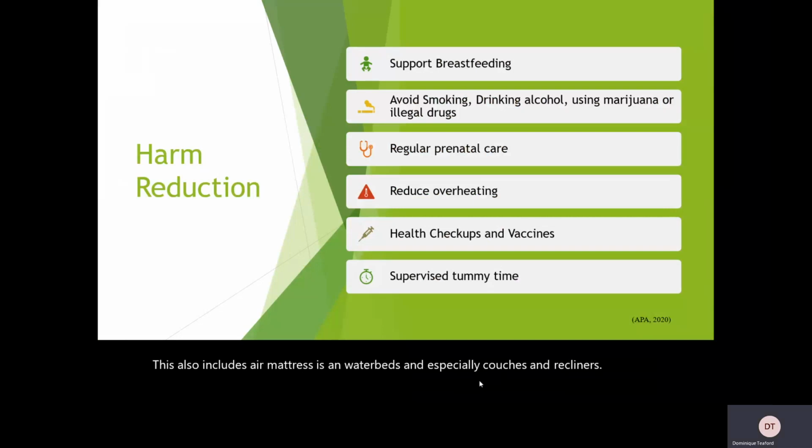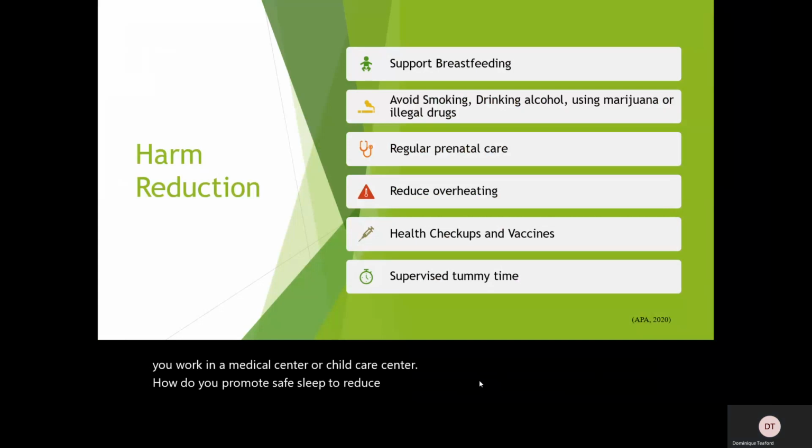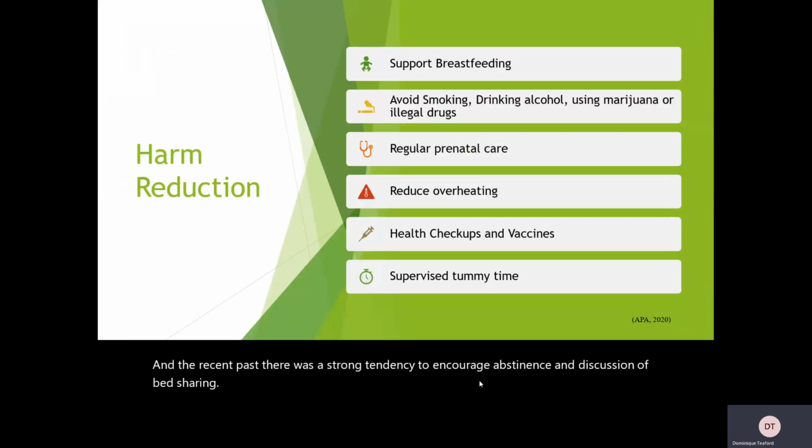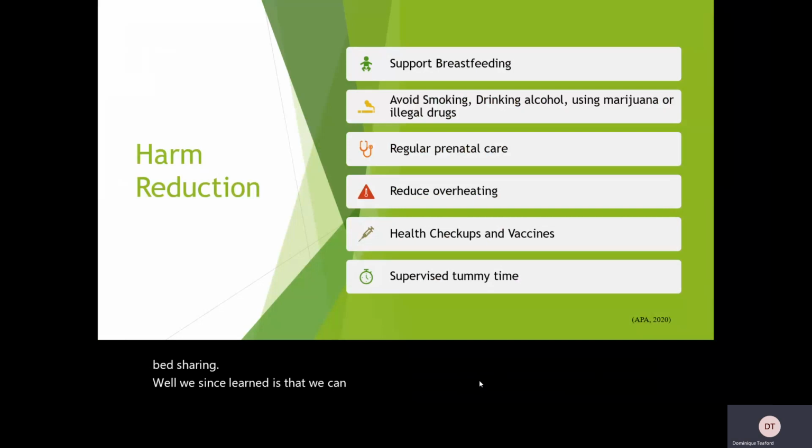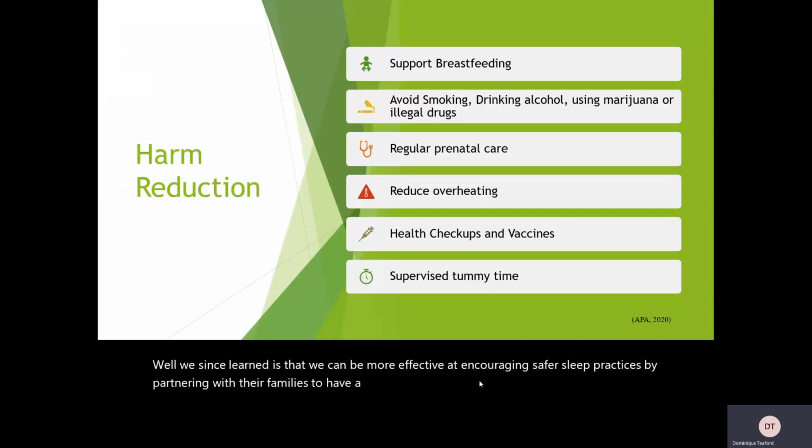As healthcare providers and as childcare providers, whether you work in the home or in a medical center or childcare center, how do you promote safe sleep to reduce the risk of SIDS? In the recent past, there was a strong tendency to encourage abstinence and discussion of bed sharing. What we have since learned is that we can be more effective at encouraging safer sleep practices by partnering with our families to have a conversation about the plans for baby's sleep.